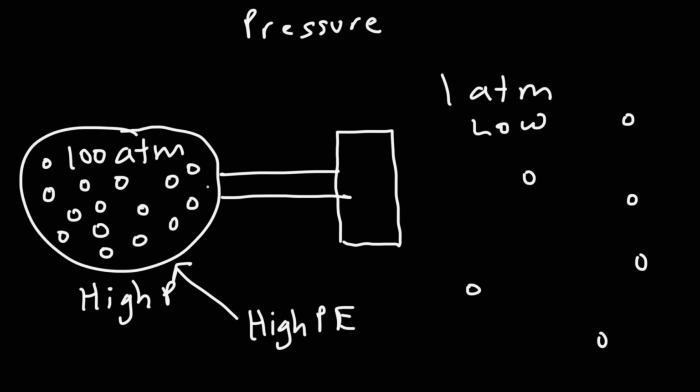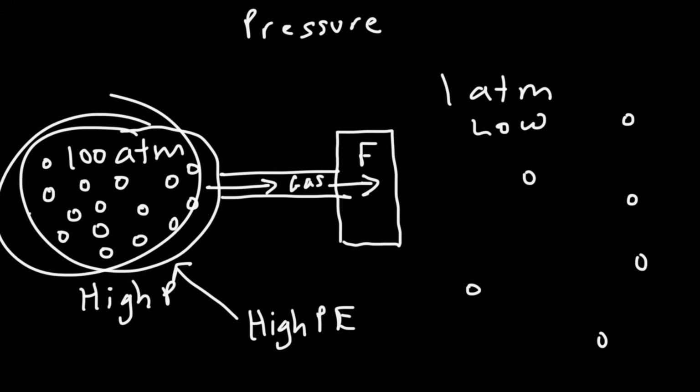Once we open this valve and we release the stored gas molecules, the gas particles are going to force their way into this opening. And as they do so, they're going to exert a force on this object. As they exert a force on that object, they're going to do work on it. And so this system has stored potential energy because once we release it, work can be done by this pressurized gas.